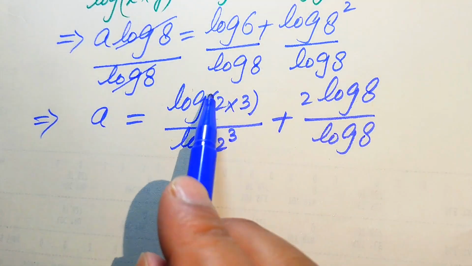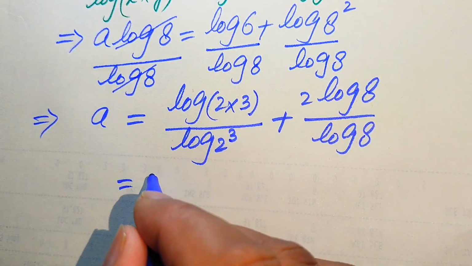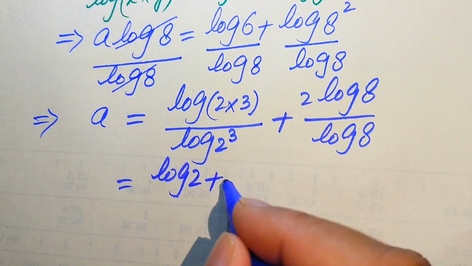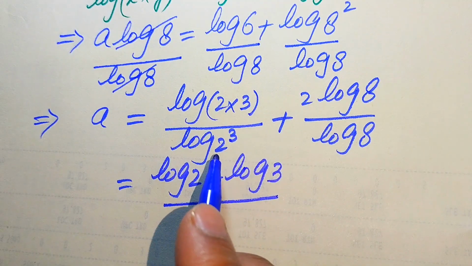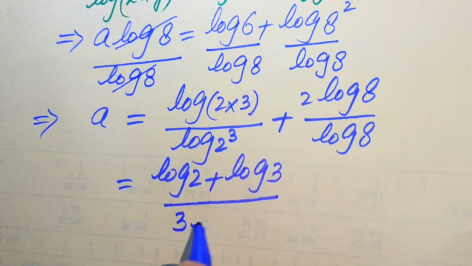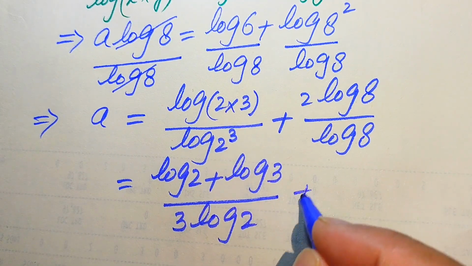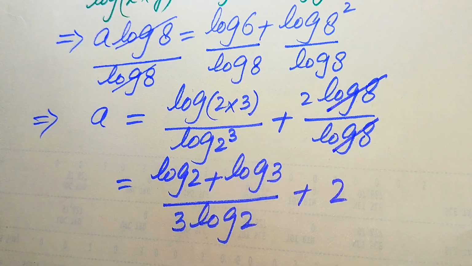Now again we apply the second property here, because this is the product of values inside the log, so we apply log separately on both of these two values, and it becomes log 2 plus log 3 divided by, here we use the exponent property of log, and we move the exponent 3 in front of this log, and it becomes 3 times log 2, plus this log 2 and this log 2 are gone, and we get here 2 only.